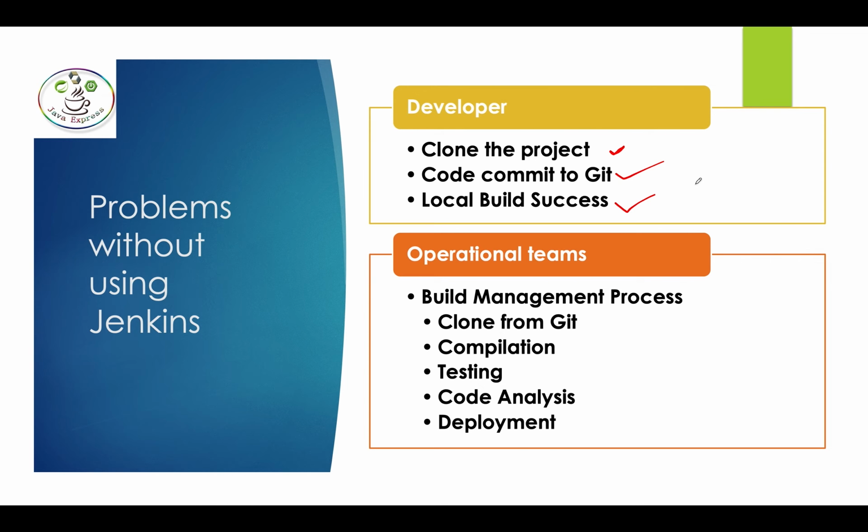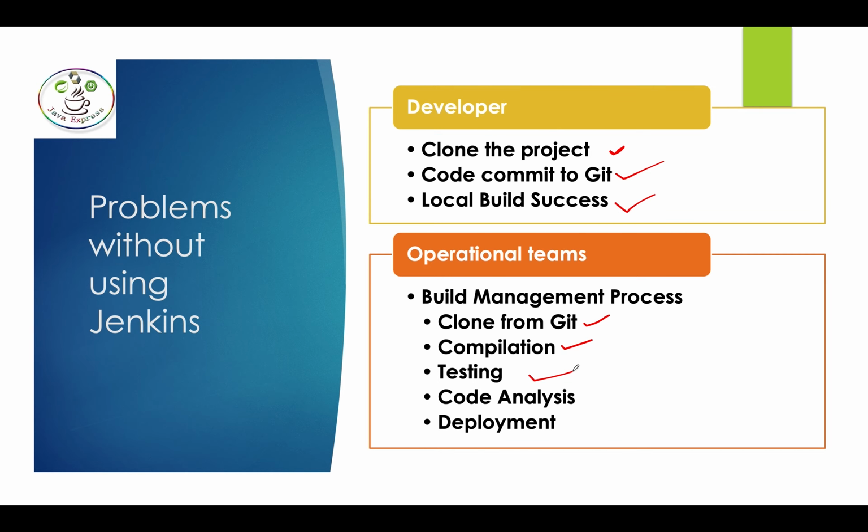Now the operational team. These guys handle the build management process. What responsibilities do they need to take care of? They also need to perform the same actions. They need to clone the project. So they already committed, right? The latest code will be available to the operations team, and they will inform the developer, okay, my code is ready in git. Now what they will do is compile the code and test it.